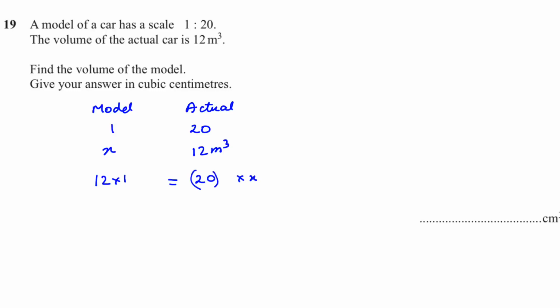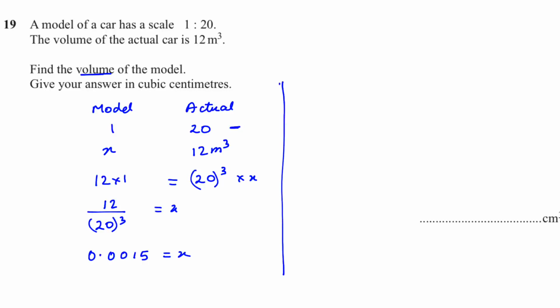But after that, remember that it is a volume and this scale is for length. So you are going to cube the scale. If it was area, you would square it. So it will be 12 divided by 20 cubed, and you will get 0.0015. That is the answer in cubic meters.